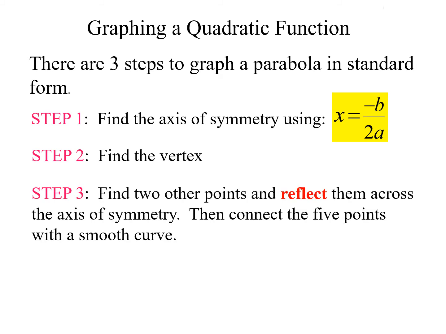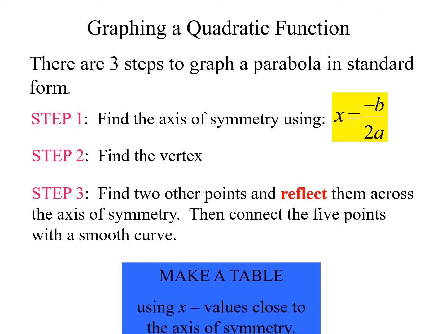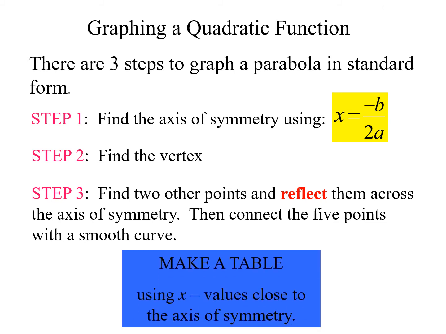And then, step 3, find the other points and reflect them across the axis of symmetry. Then connect the 5 points with a smooth curve. And then make a table using x values close to the axis of symmetry.